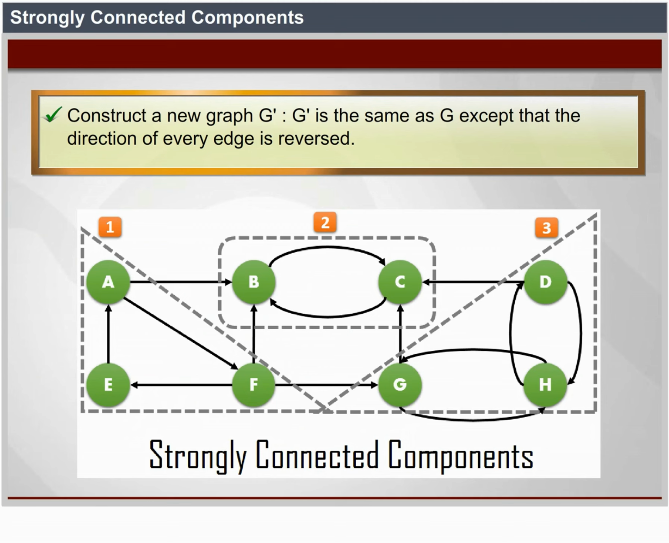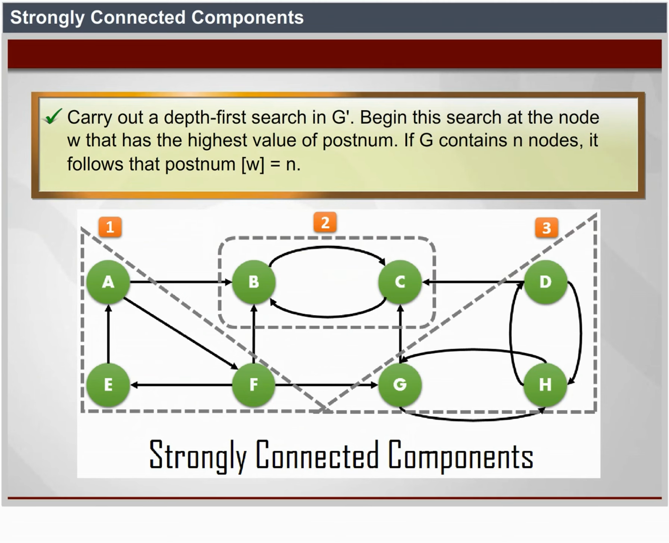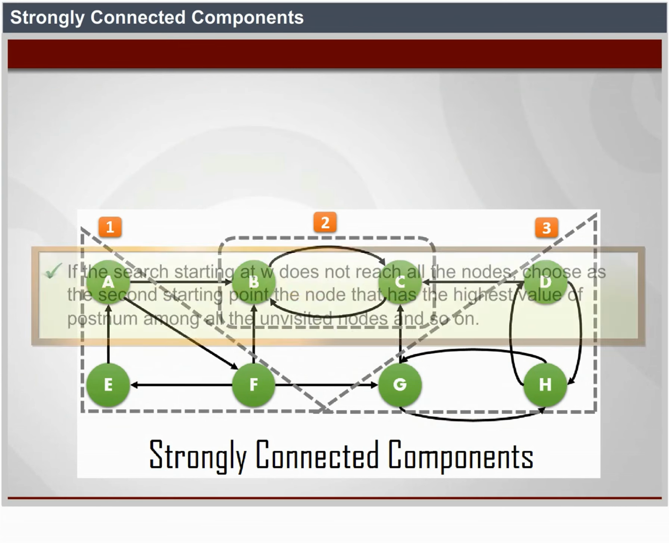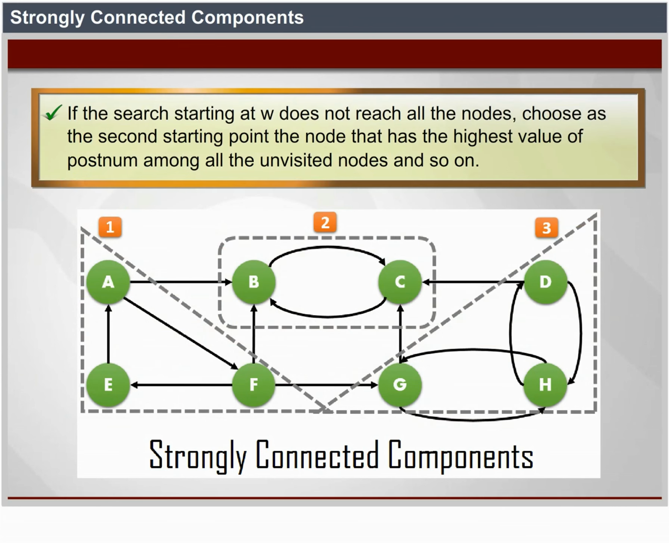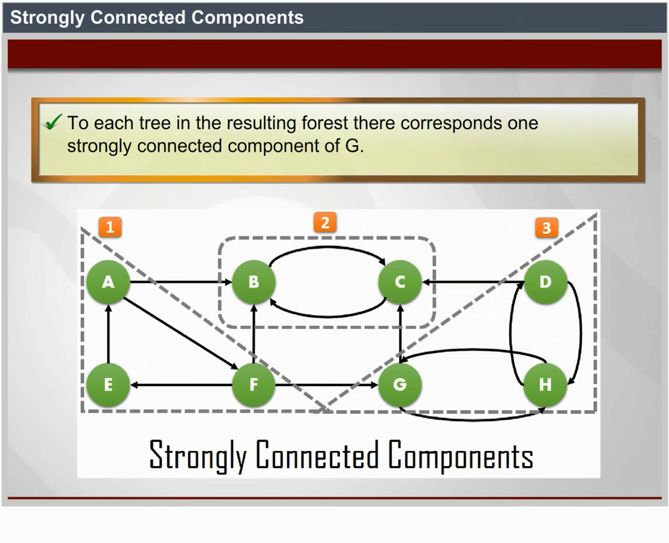Carry out a depth-first search in G'. Begin this search at the node W that has the highest value of postnum. If G contains n nodes, it follows that postnum of W equals n. If the search starting at W does not reach all the nodes, choose as the second starting point the node that has the highest value of postnum among all the unvisited nodes, and so on. To each tree in the resulting forest, there corresponds one strongly connected component of G.